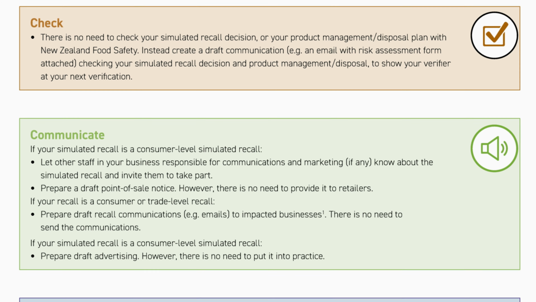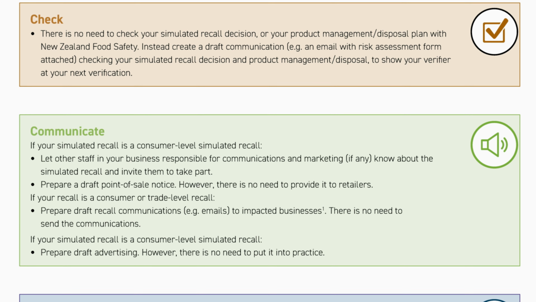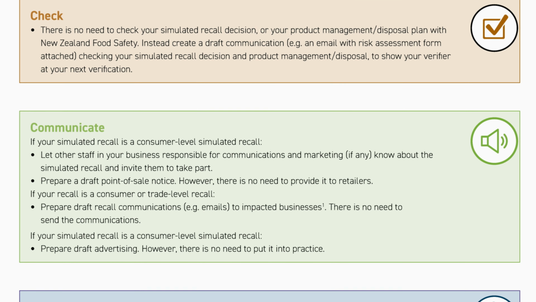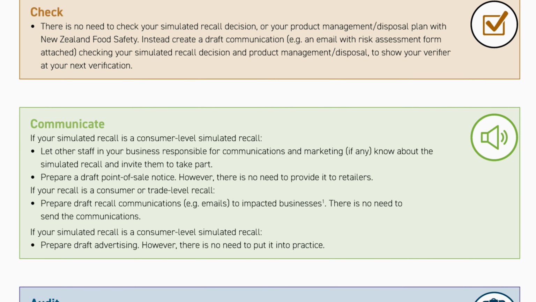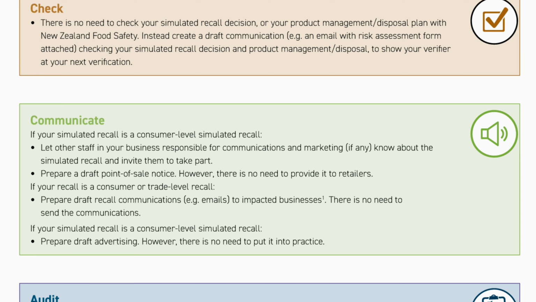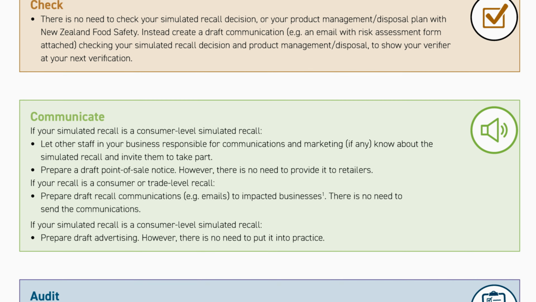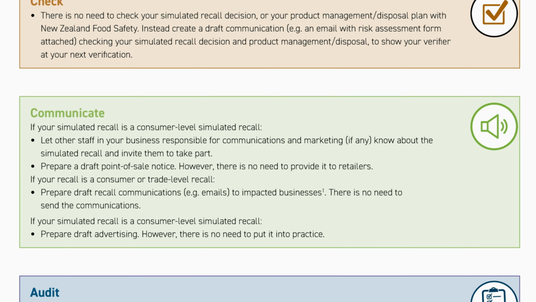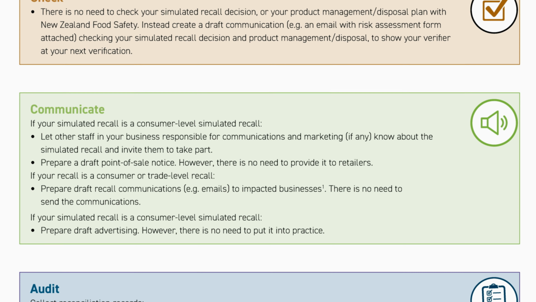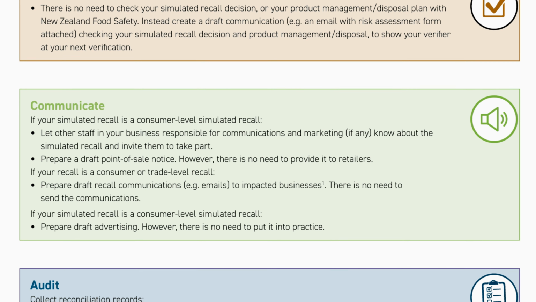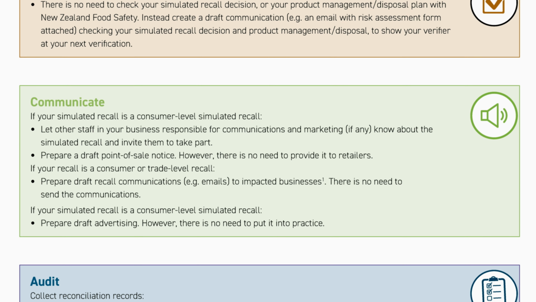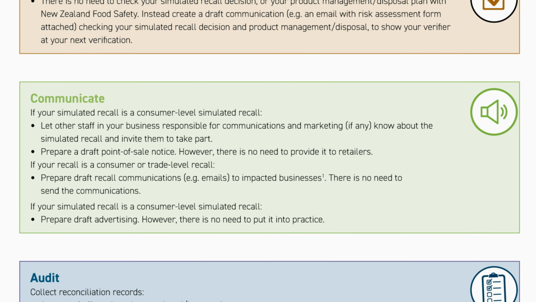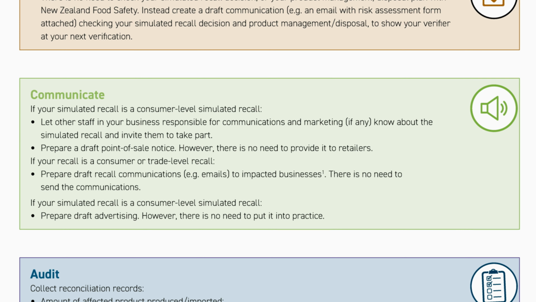Communicate. If your simulated recall is a consumer-level simulated recall, let other staff in your business responsible for communications and marketing, if any, know about the simulated recall and invite them to take part. Prepare a draft point-of-sale notice. However, there is no need to provide it to retailers.